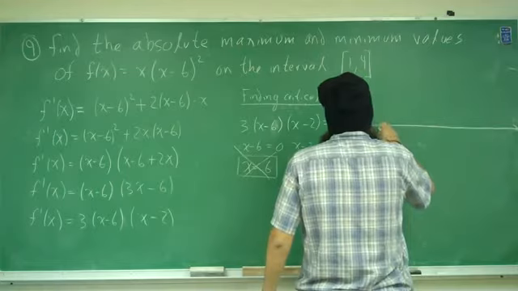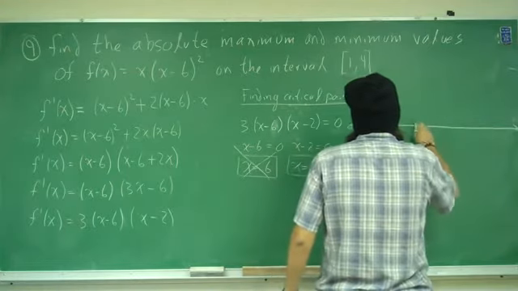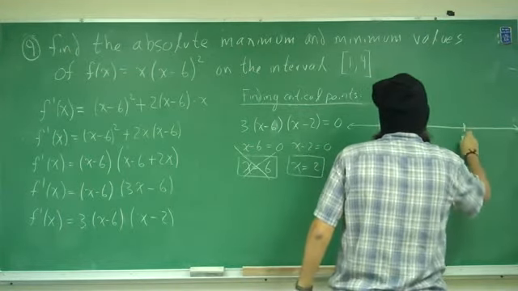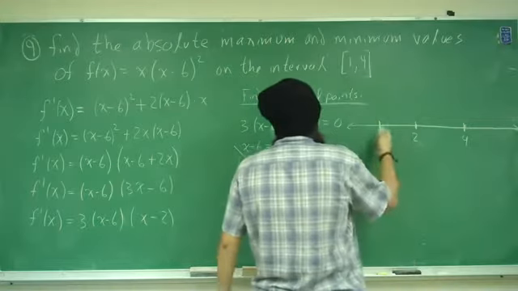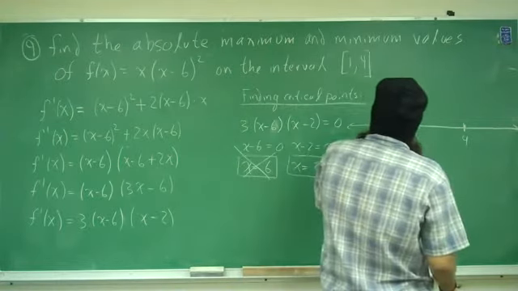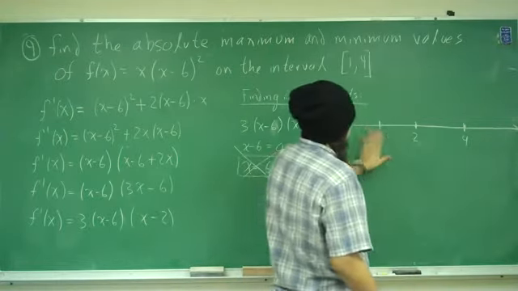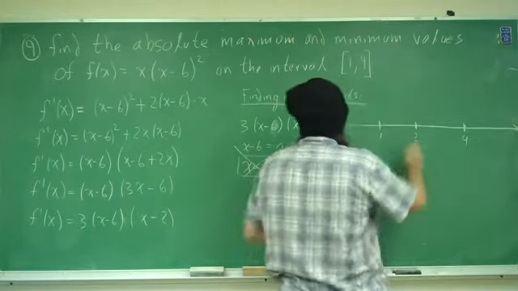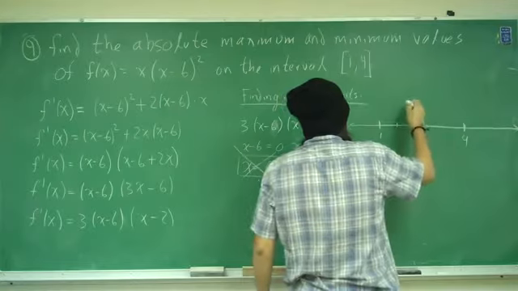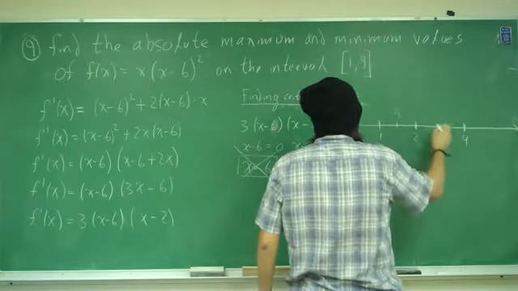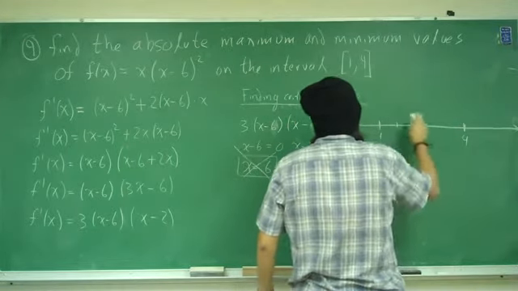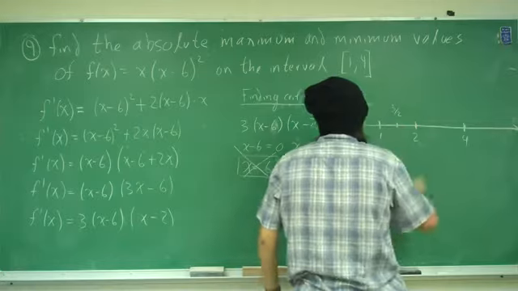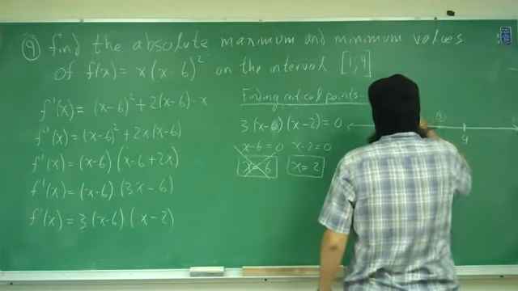So let's put 1 here. Let's put 2 there. Let's put 4 there. Now I'm going to grab test points. So I can't grab a test point here and here, only in between 1 and 2 and 2 and 4, since that's our domain. So I'm going to go ahead and pick 3 halves, between 1 and 2. And between 2 and 4, I'm going to pick 3.